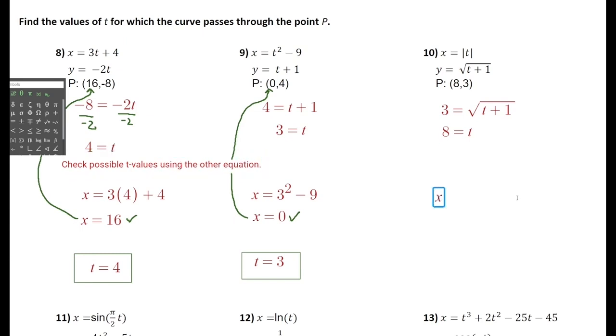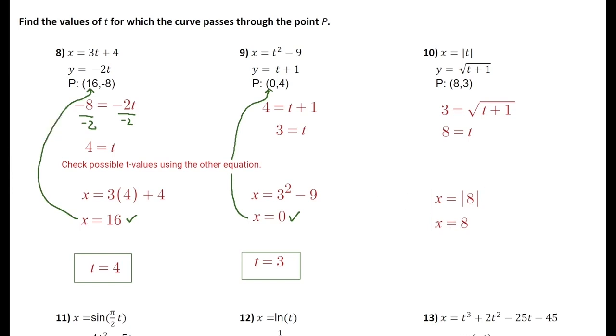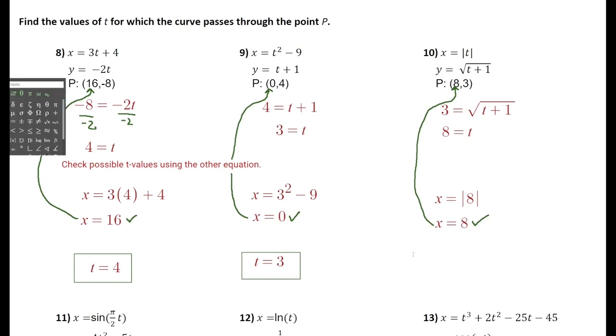So the other equation is x equals the absolute value of t, which we're going to plug in 8. And what we're looking for is it to be 8. And so absolute value of 8 is 8. So we're good to go. And this number checks out with the x coordinate of the point. So we're good. And our solution will be t equals 8.